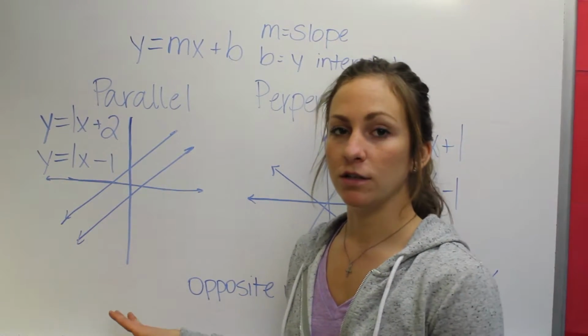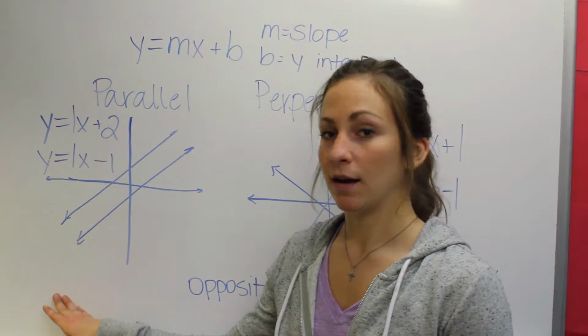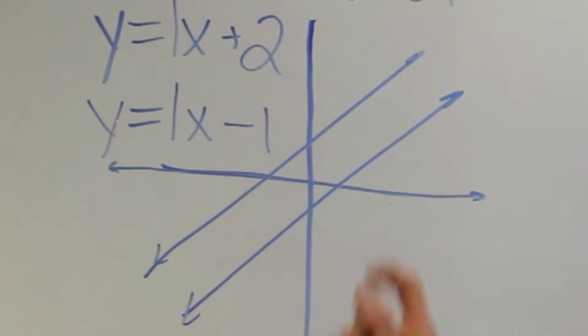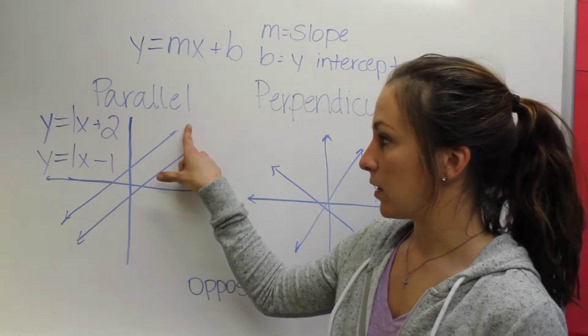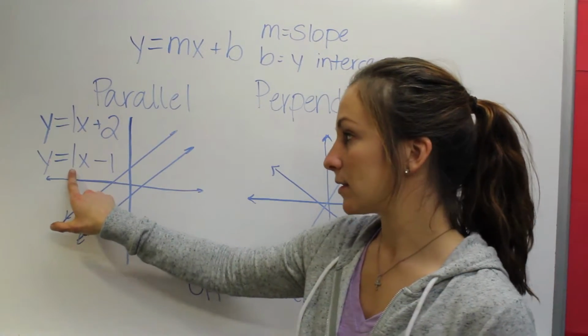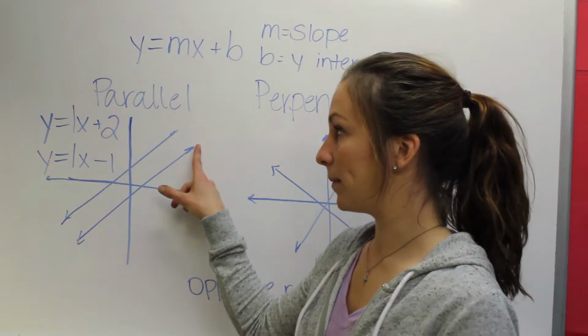If we're given the equation of a parallel line and asked to find the equation of a line related to that, we can use the original line's slope in our equation. And then we can plug in our y-intercept or a point on that line to calculate b. Since we were given y equals x plus 2, we know that the equation of the parallel line will also have a slope of 1x. In this case, y equals 1x minus 1.